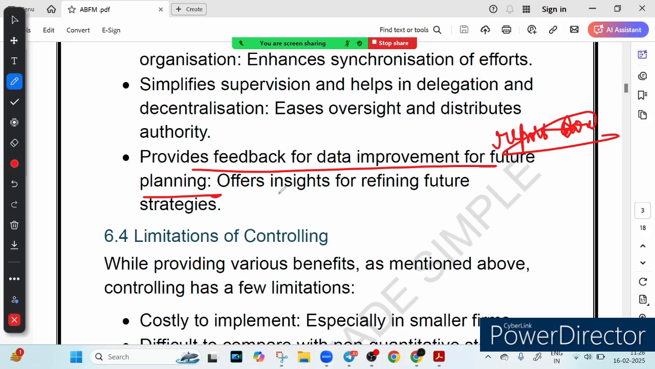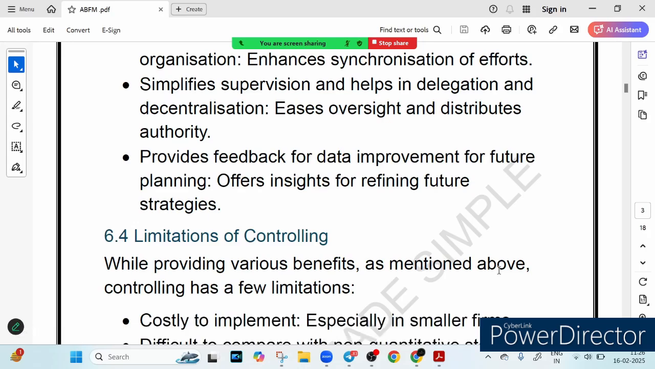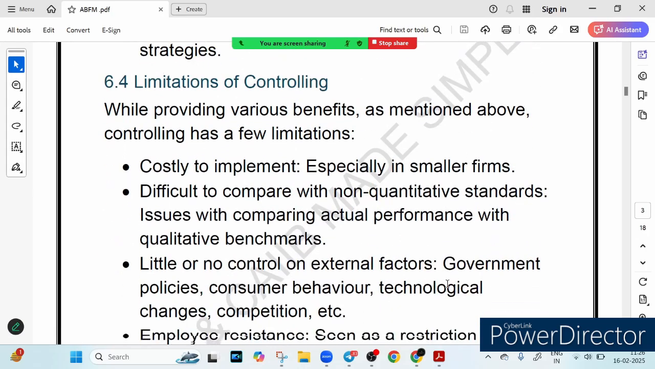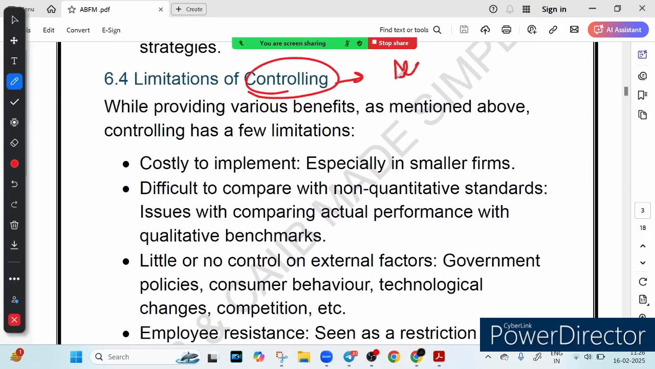So those are the advantages of controlling we have just come to know, but there are limitations also. Let's talk about it. So friends, controlling is like a security system for business. It keeps things on track, fixes errors, ensures smooth operation. But wait, is it perfect? Not really. Just like any system, it has its limitations.